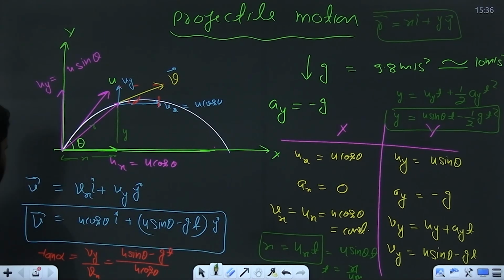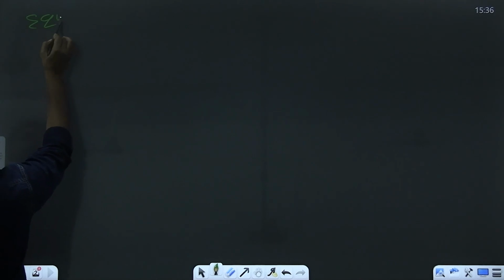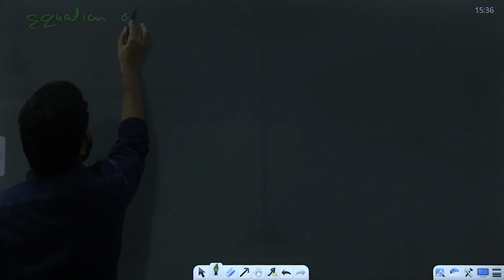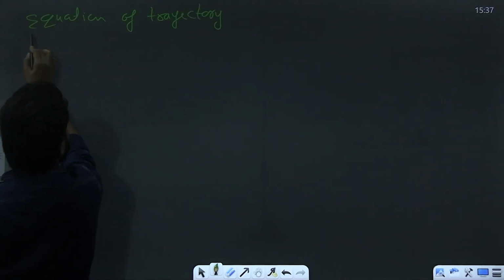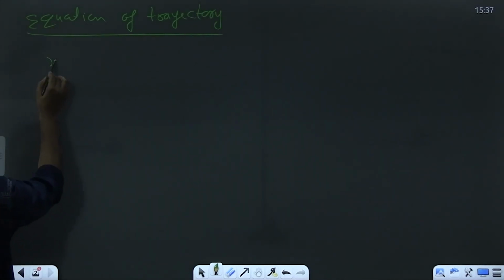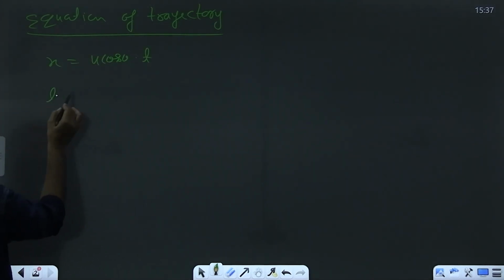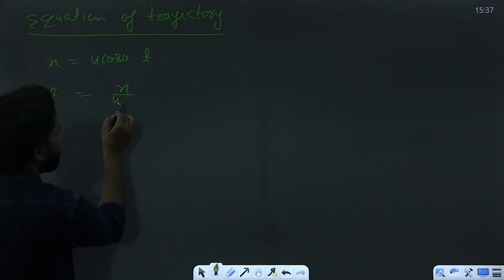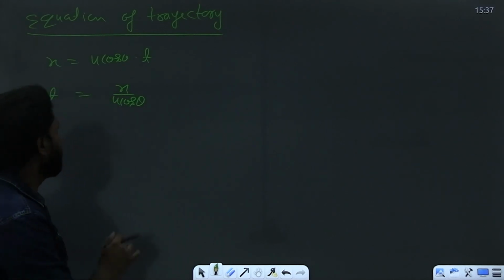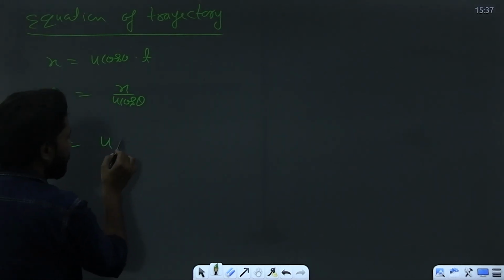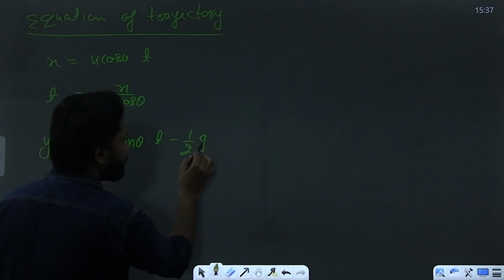Okay, so let us see a different page. Equation of trajectory. We know x is equal to u cos theta into t, and from here the value of t comes out as x upon u cos theta. And what is the value of y? y is equal to u sin theta into t minus half g t square.